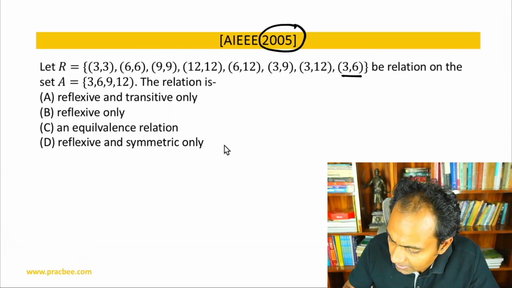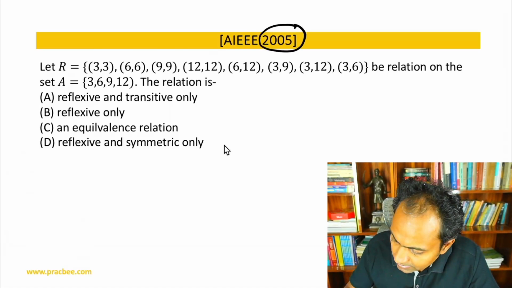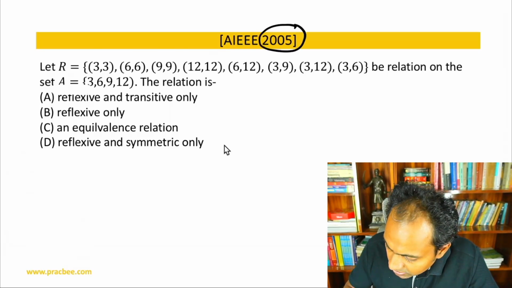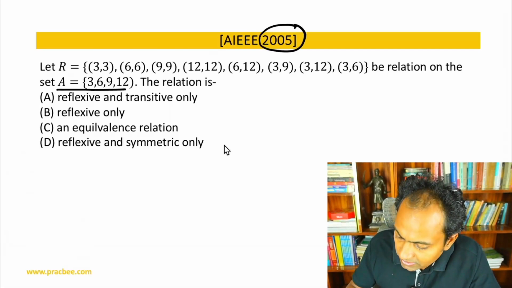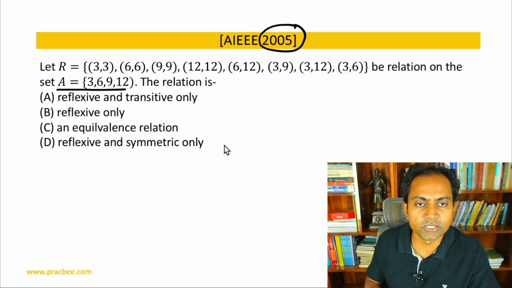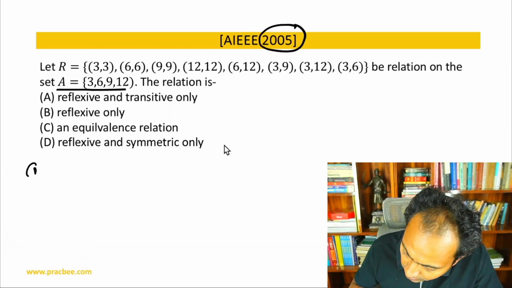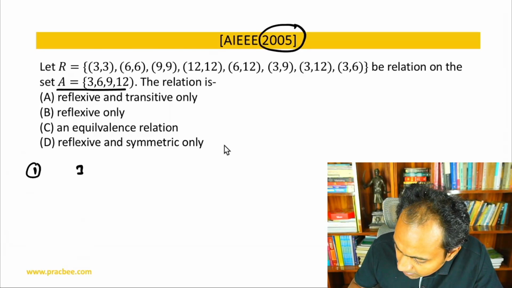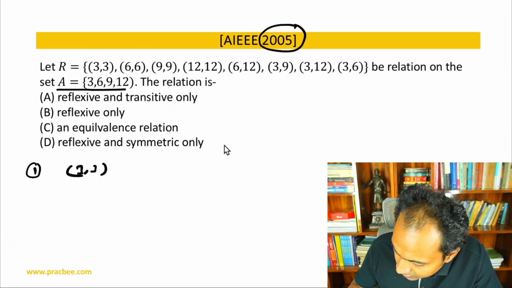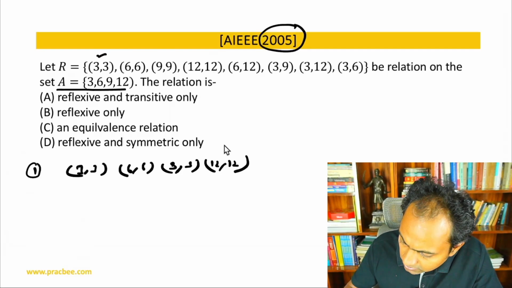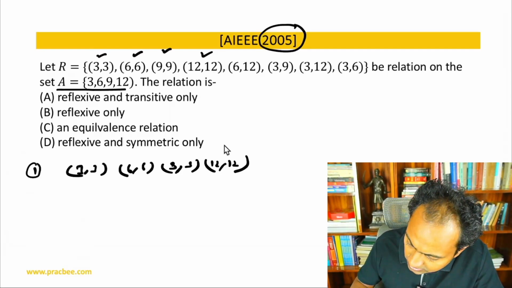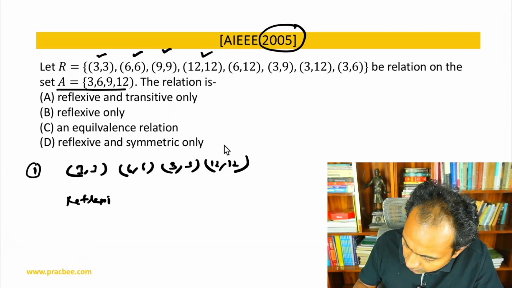This question says that you have a relation that is given to you in the form of elements, defined over a set A that is given to us. Then the relation is reflexive, transitive, reflexive only, equivalence, all of these options are given to us. Now see, for this to become reflexive, all the elements paired with themselves should be there. So (3, 3), (6, 6), (9, 9) and (12, 12) should be there. If this is there, it will become reflexive, and you can see that all of these elements are present. So this is reflexive.